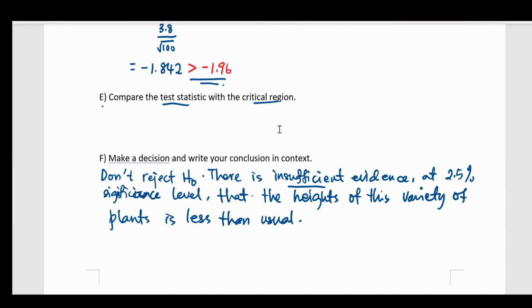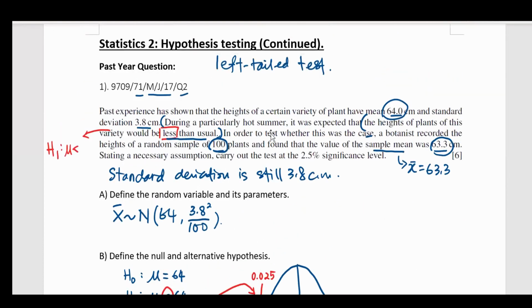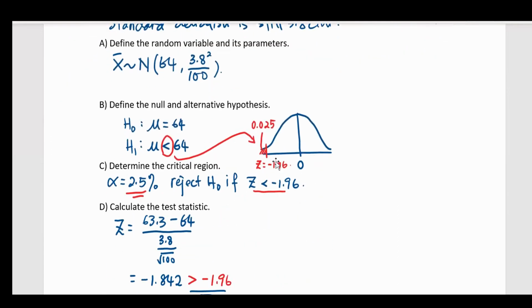So that is a left tail test. Again, how do I know it's a left tail test? Because the question is suggesting that the height is less than or smaller than. So this is the left tail test. Now we are going to look at the next question.